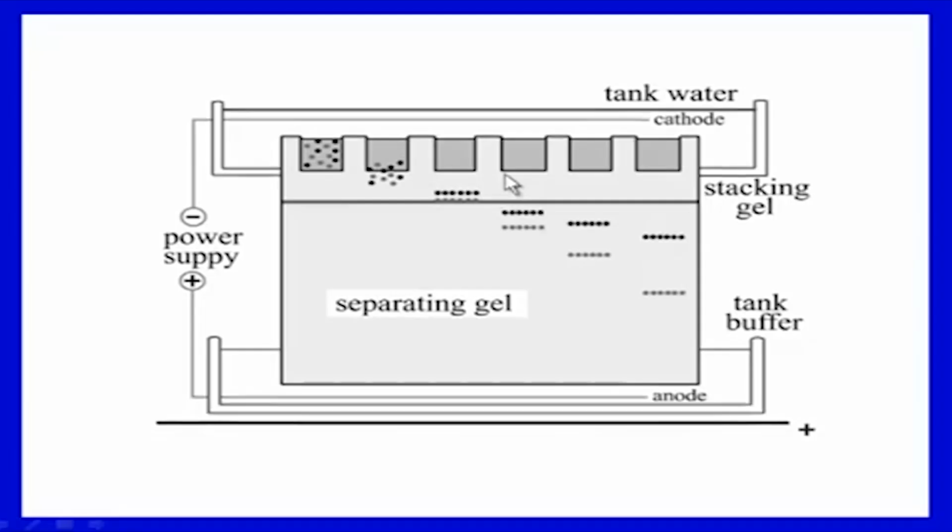Now, this figure shows things very clearly. Like I showed you, there is a tank buffer with the cathode, the negative electrode. There is a buffer tank below, a reservoir, which is also filled with reservoir buffer. So, there is reservoir buffer here and here. There is a separating gel, which is larger.